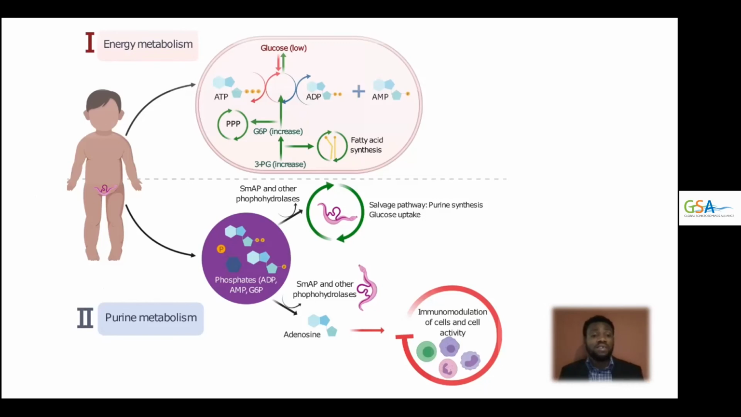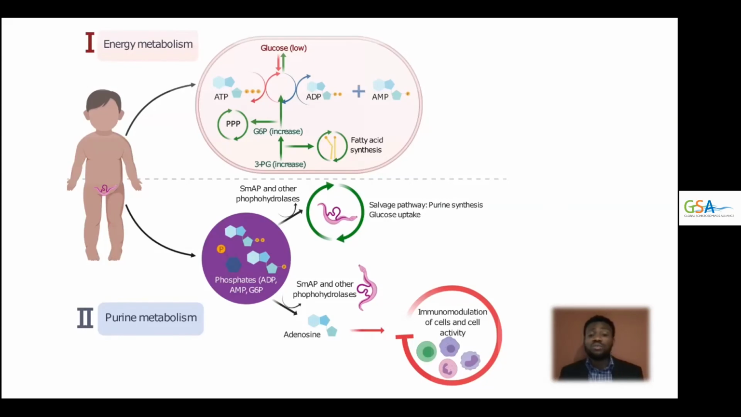This means that infection with the schistosome worm will result in significant decreases in host glucose levels, ATP levels will decrease, and the normal body response will be an increase in ADP and AMP levels. In attempts to compensate for these low levels and generate alternative sources of energy, G6P and 3PG levels will also increase to feed the PPP pathway and the fatty acid synthesis pathway.